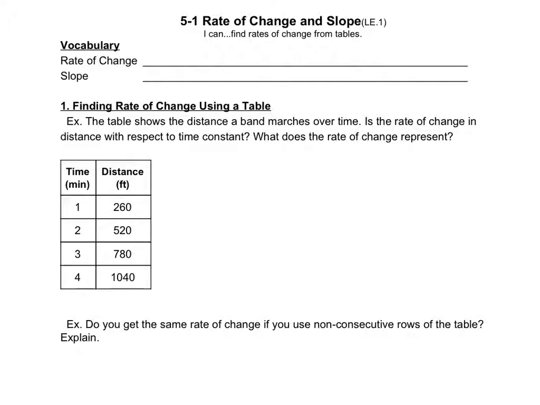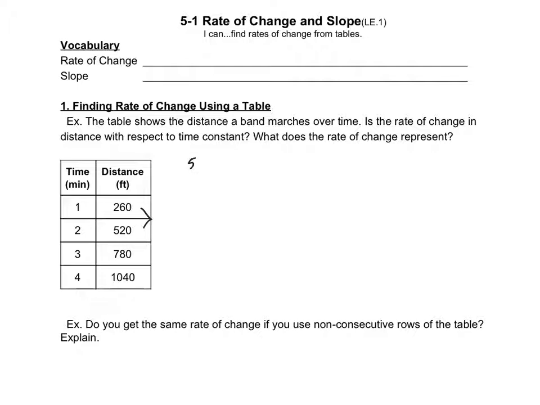So let's see here. If we look at finding the rate of change using a table, the table shows the distance a band marches over time, and is the rate of change in the distance with respect to time constant? Now we talk about constant rate of change. So is it changing the same each time? And then what does the rate of change represent? Well, in order to figure out if it's changing over time, what we have to do is figure out this difference.